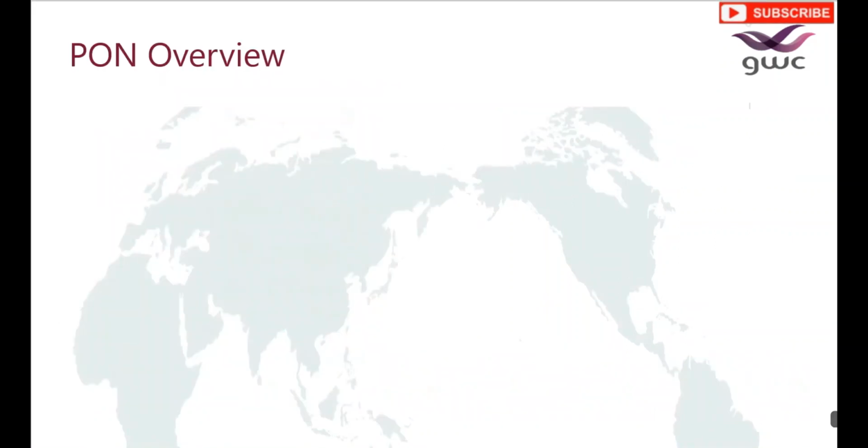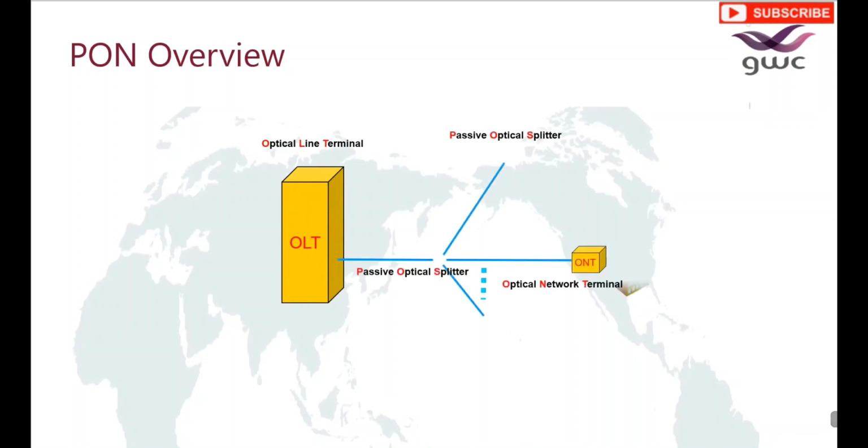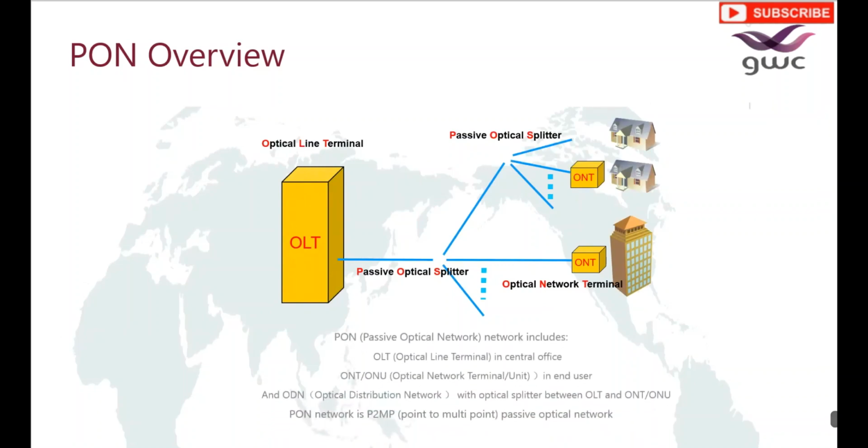Now for the PON overview. One way of providing fiber to the home is through a gigabit passive optical network, or GPON. GPON is a point-to-multipoint access network. It uses passive splitters in the fiber distribution network, enabling one single feeding fiber from the provider to serve multiple homes and small businesses. A passive optical network includes the OLT in the central office, the ODN, optical distribution network, with an optical splitter between the OLT and ONT, and the ONT or ONU, optical network terminal or unit, at the end user.